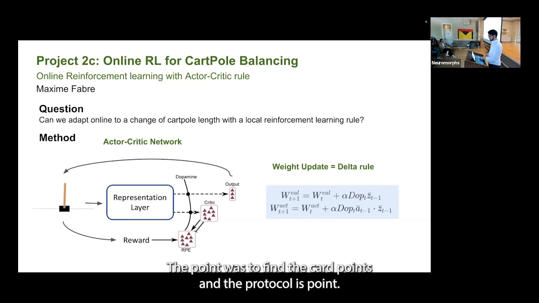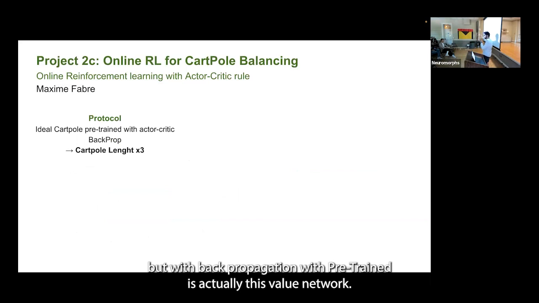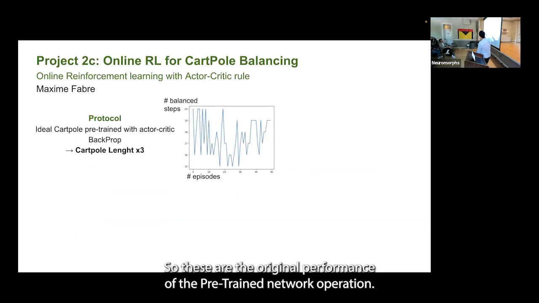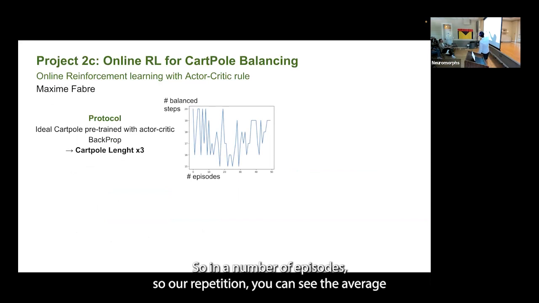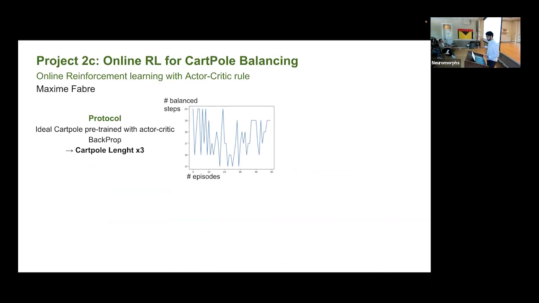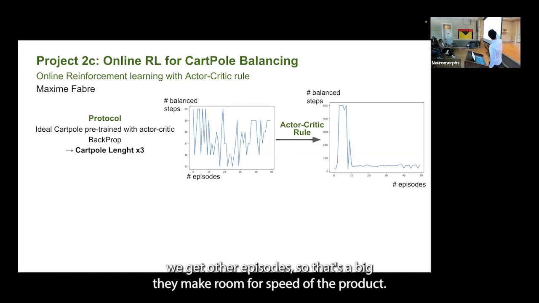The point was to balance the cartpole. And the protocol was the following. So here the training is with reinforcement learning from the start. Probably makes it harder, but using also the actor-critic system, but with backpropagation, we pre-train this actor and this value network. And then we just multiply the cartpole length by 3 and see how we can adapt. So these are the original performance of the pre-trained network without adaptation. Over a number of episodes, you can see that the average number of balance steps only reaches up to 20 steps. So it's catastrophically failing. But having this online adaptation with this actor-critic online rule, we get better episodes.